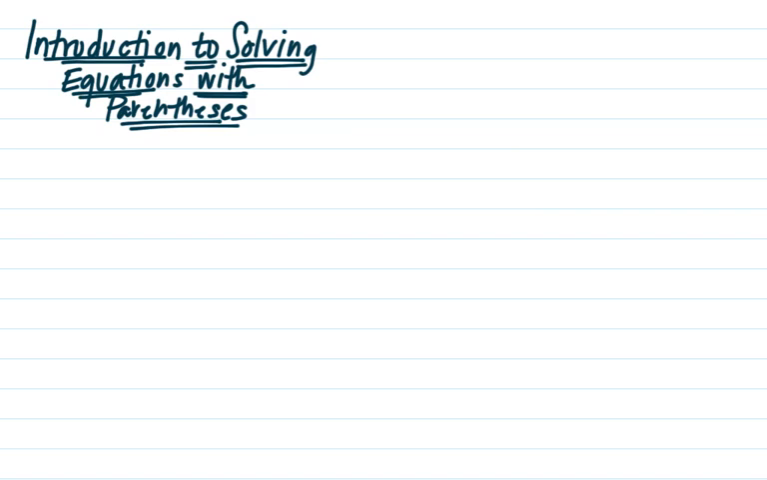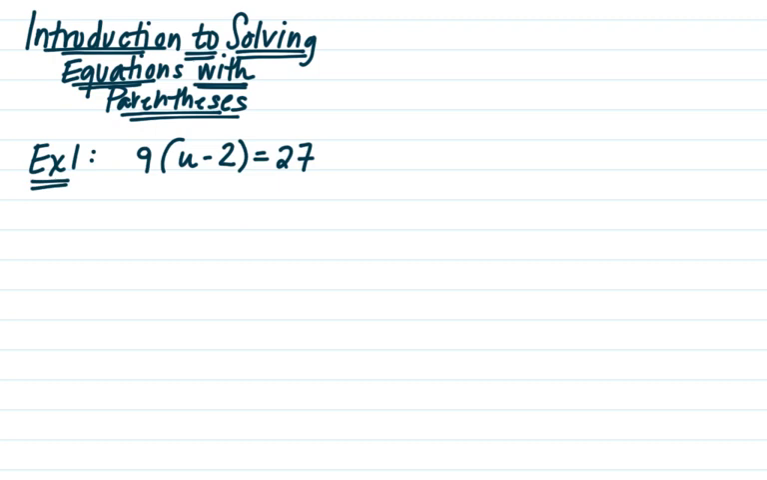Okay, now what if it gets a little more complicated? Let's do another example, this time with parentheses. Looking at this example, our first step, like always, draw a dotted line down the equal sign. Now, before we can do much, we should distribute this parentheses. So if you remember distribution, we can call it the rainbow method. It's going to be 9 times u minus 9 times 2 is minus 18 equals 27.